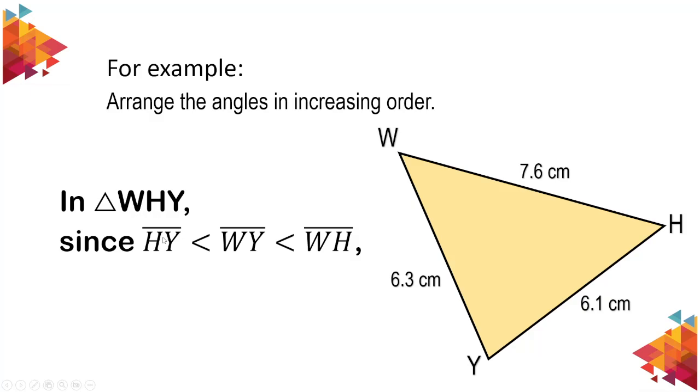So as simple as that. What's the missing letter? W. What's the missing letter? H. What's the missing letter? Y. So these are the opposite of the sides. So angle W. If you look at the figure, it confirms that these are the opposite pairs. So that's it, as simple as that. That's your increasing order of the angles.